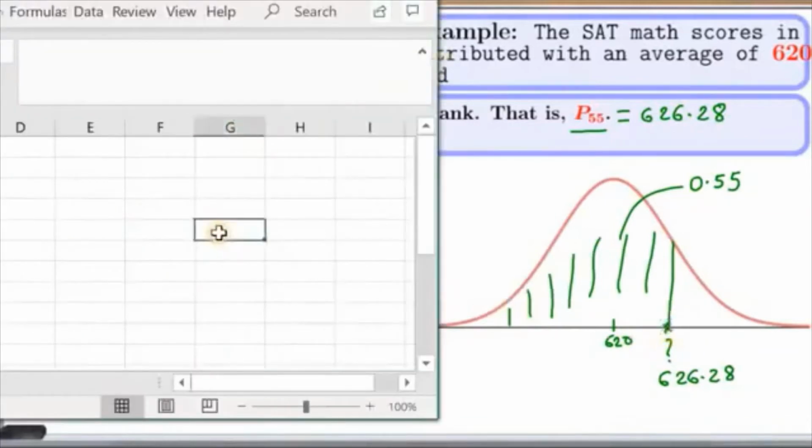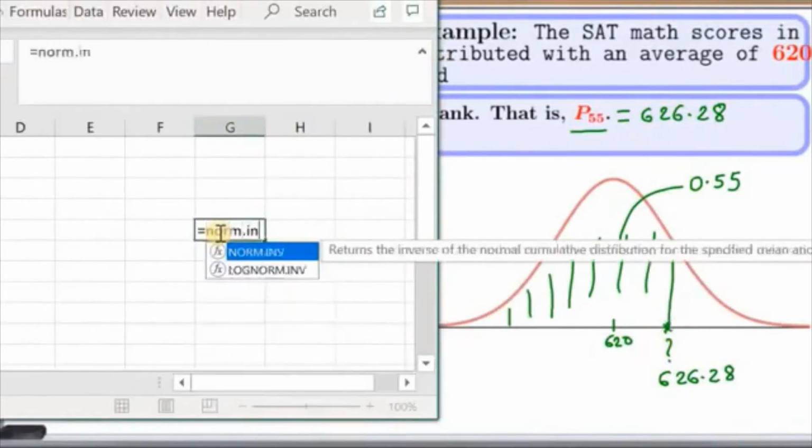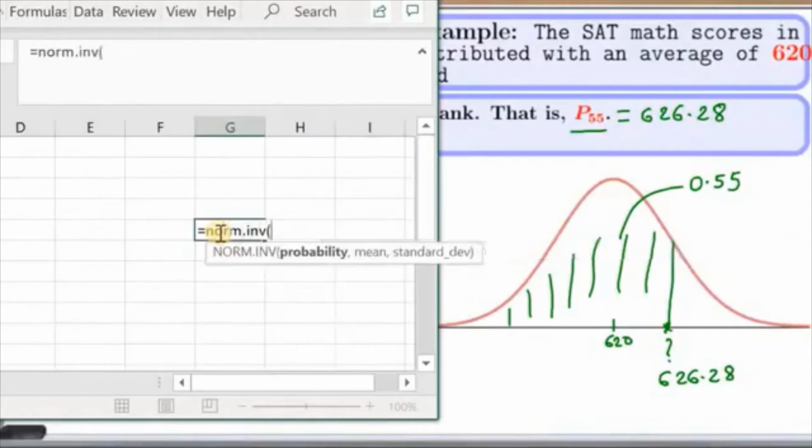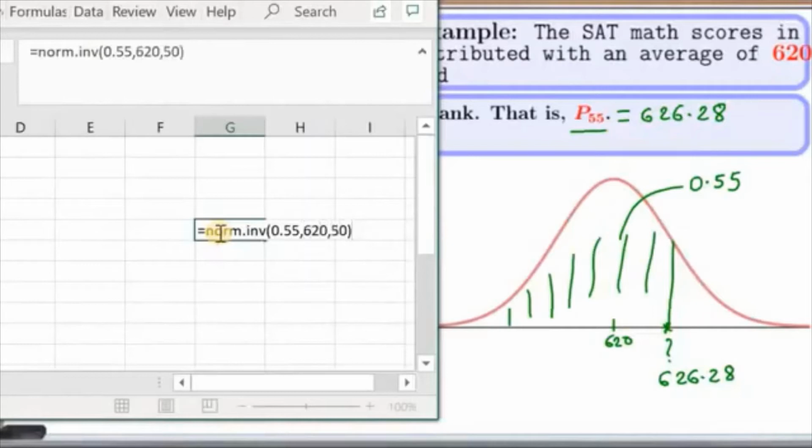Now let me show you how to find this value here using Excel. For that, you can type in equals, then type in norm.inv, then put your parentheses. Then it takes area to the left, which is 0.55. Our mean is 620 and standard deviation is 50. Then close your parentheses, then hit enter. This is what we got using Excel, and this is exactly what we got using calculator and also using formula.